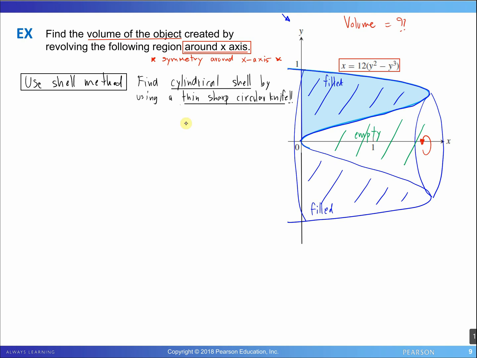So let's do that right here. Let's have a circular knife, something like this. Let's assume that this part is really sharp, and also back here. And now we cut horizontally in this direction on the object. And now we should get this cross section.